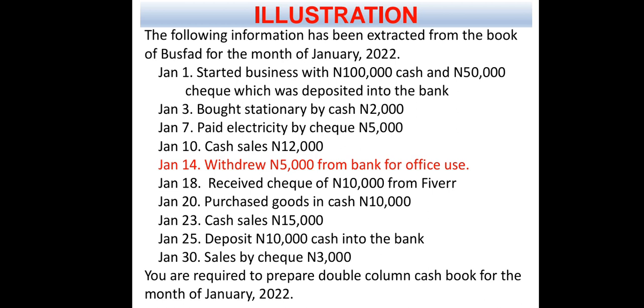If we look at this one, they withdrew the money from the bank, but the money was not used to do anything. It was withdrawn into the office, which means they will take money from bank. The amount in the bank will reduce. They will now bring it to the office. That means the business is also receiving cash. So that is called contra entry in NACA. Let's look at what contra entry is.